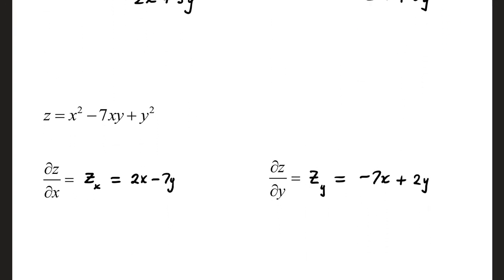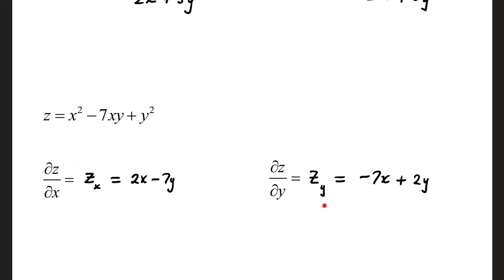Our third function, z, is a function of x and y. A partial derivative of z with respect to x is going to be 2x minus 7y, because x has a derivative of 1, times negative 7y. Third term has no x, so there's nothing to write.